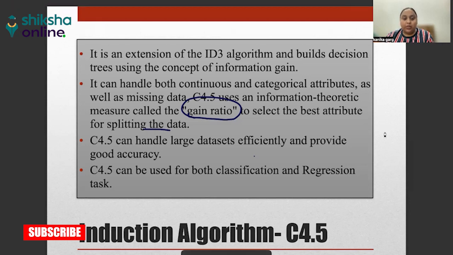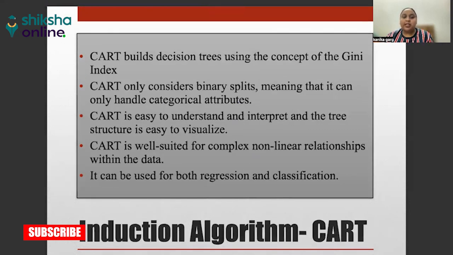Moving on to the next very famous algorithm called CART. This is basically classification and regression trees. These are the algorithms that build decision trees using the concept of the Gini index that we will study further. This is the main difference between the previous algorithm and this algorithm. The previous algorithm works on the information gain. The highest information gain attribute will make the root. Here we'll work on the Gini index. That means it is basically a measure of impurity. So the attribute that has the least impurity will make the root node, right?